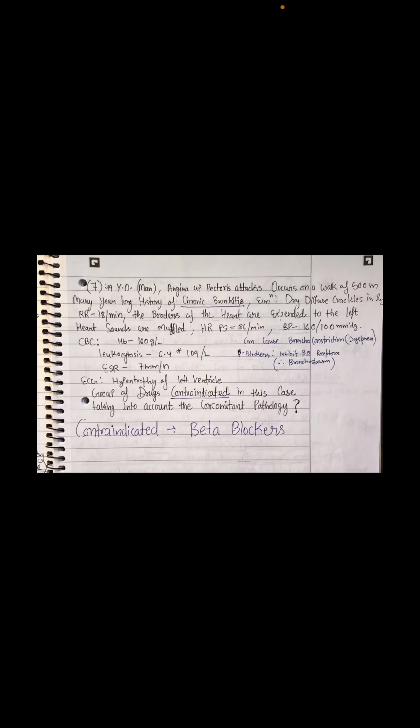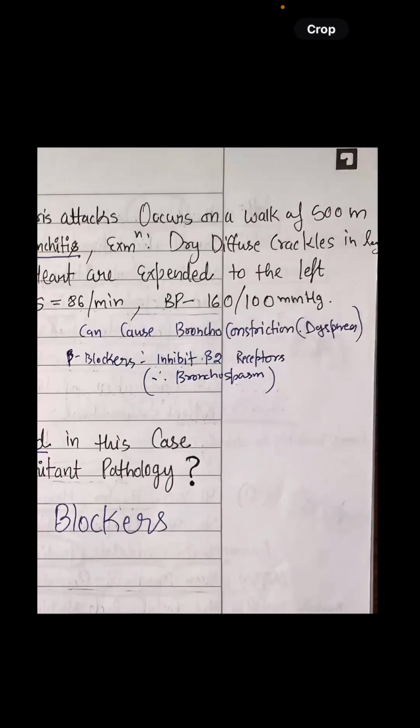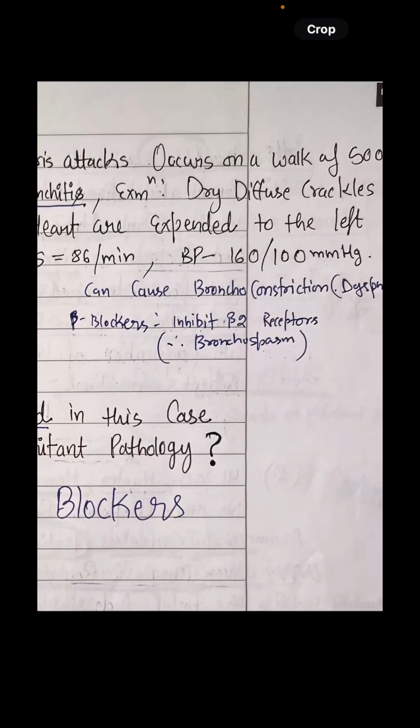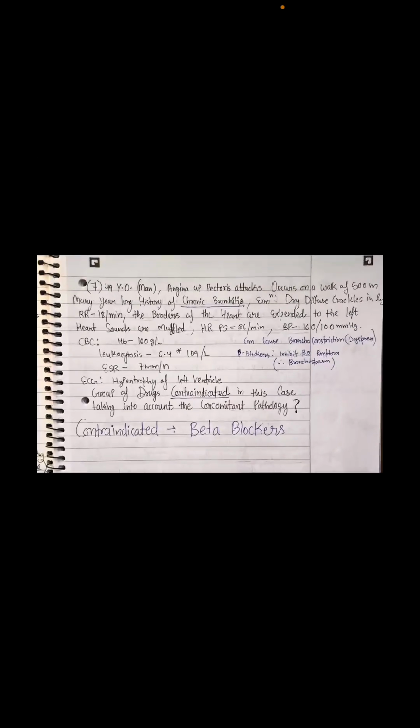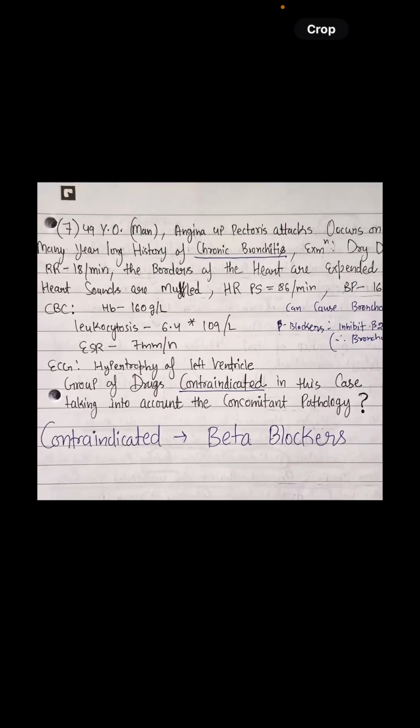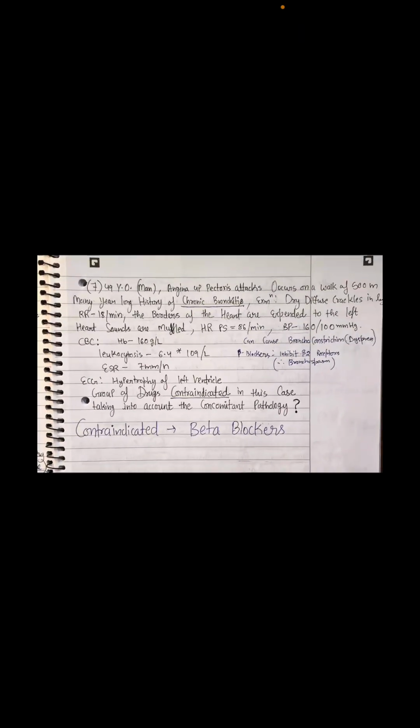The next question says, if there is a patient with chronic bronchitis, which drugs will be contraindicated? If we try to give him beta blockers, it can turn into a life-threatening condition. They can cause bronchoconstriction, right? Beta-2 blockers will inhibit the beta-2 receptors, and they will cause even more problems for the patient, like bronchospasm. So beta blockers are contraindicated if the patient has a history of chronic bronchitis. The group of drugs contraindicated in this case is beta blockers.